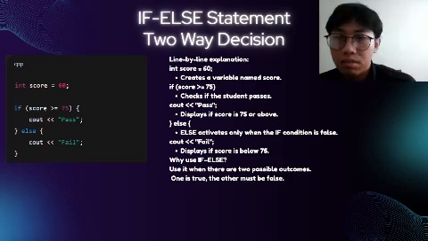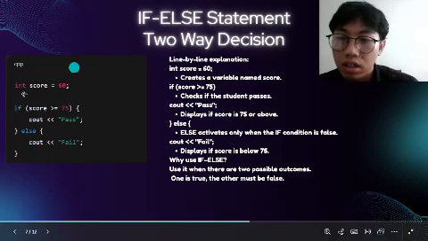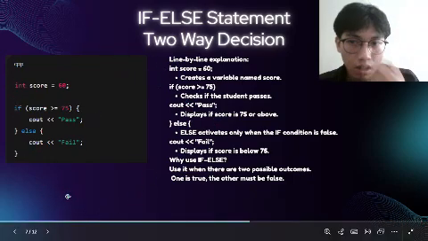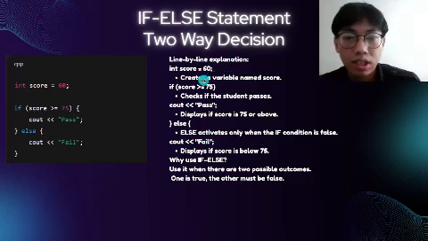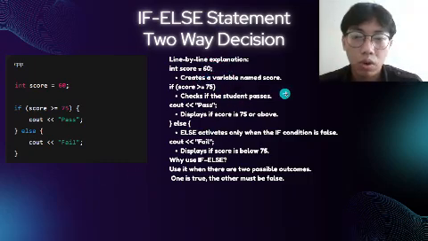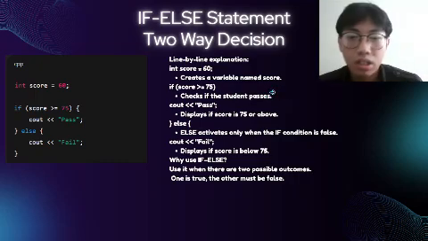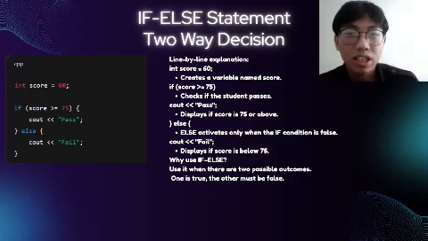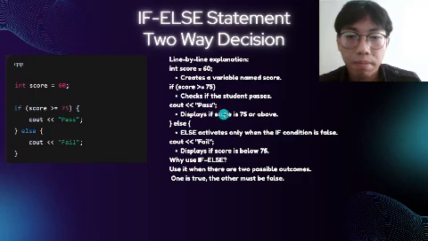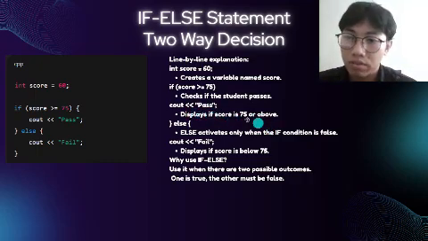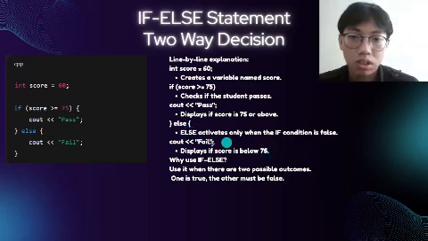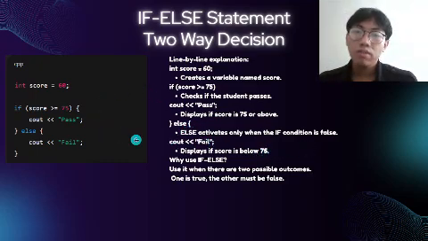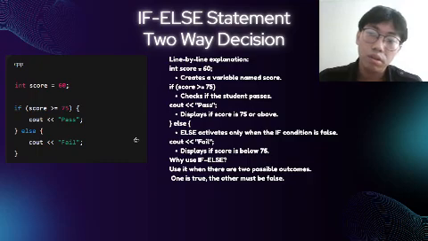There's some example code that you can take a look at for the if else statement. We're going to explain it line by line. Enter score 60 creates a variable named score. If score is more than or equal to 75, check if the student passes. Count pass displays if the score is 75 or above. Else activates only when the if condition is false. Count fail.